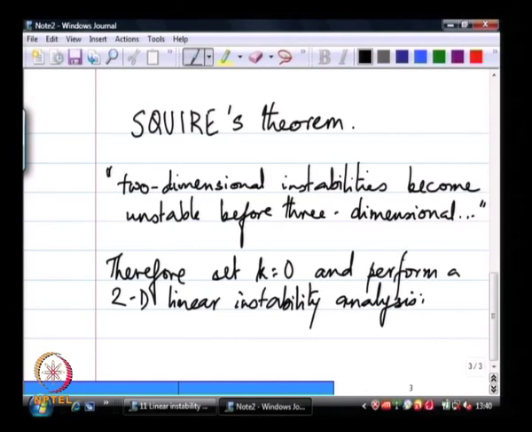So, if somebody ever asks you to perform a full three-dimensional linear instability analysis, first look for a reason why the 2D would not give you the highest growth rate. So, if the flow direction is unique, okay, then the only linear instability mode I need to consider is the one in the flow direction.